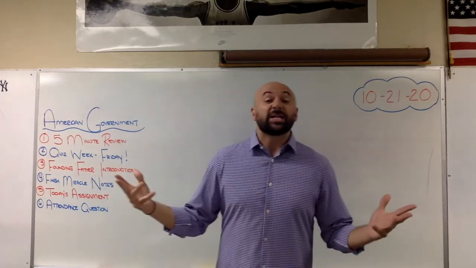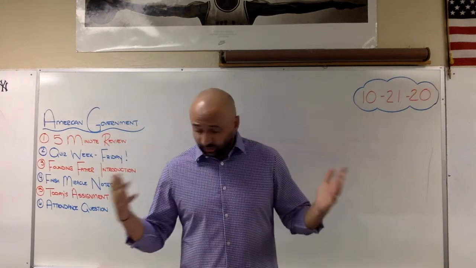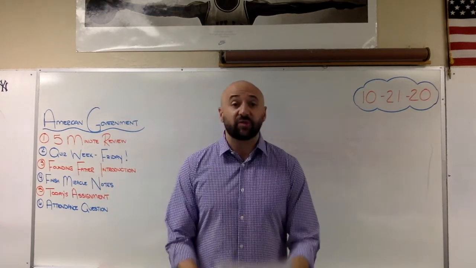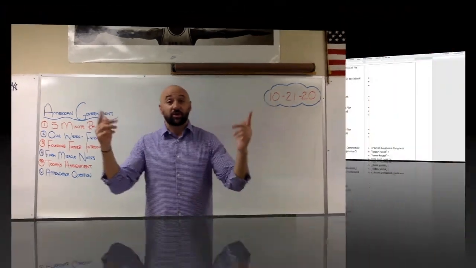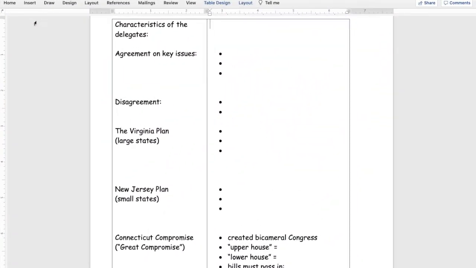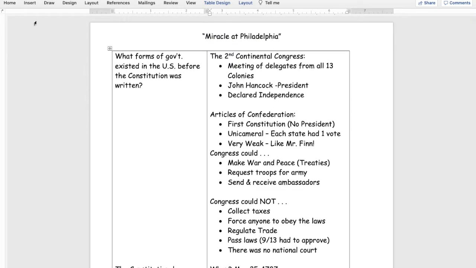All right, now, let's go ahead, get back to where we were on our Miracle at Philadelphia notes. You are going to need your Miracle at Philadelphia notes. These are mine. We're going to start on the back side. So, here we go. All right, guys, here's where we left off. We pick it right back up at characteristics of the delegates. If you want to take a quick look, this is what your Miracle Cornell notes should look like.